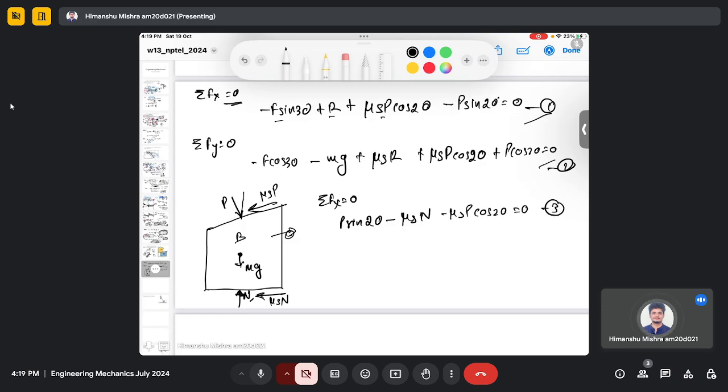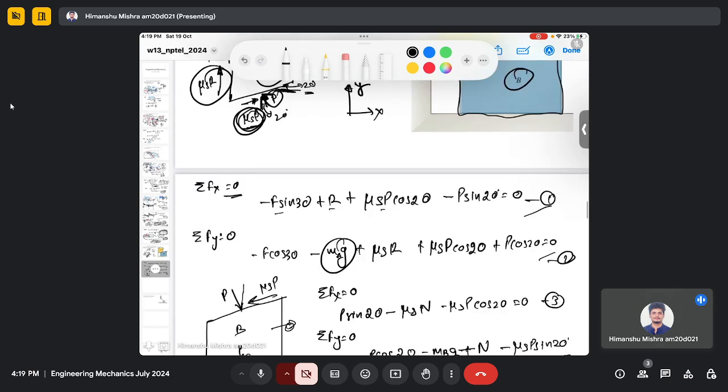So this is equation 3, and when we do the force balance in the y direction we have minus P cos 20 minus m_B g. So this is the mass of block B and this is the mass of block A. Plus N minus mu s P sine 20 equals 0.